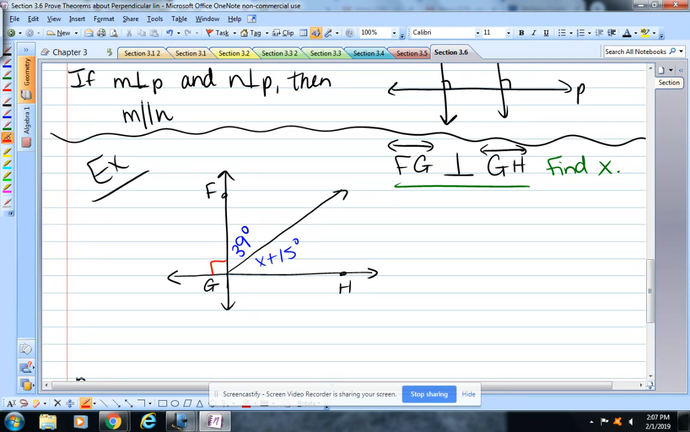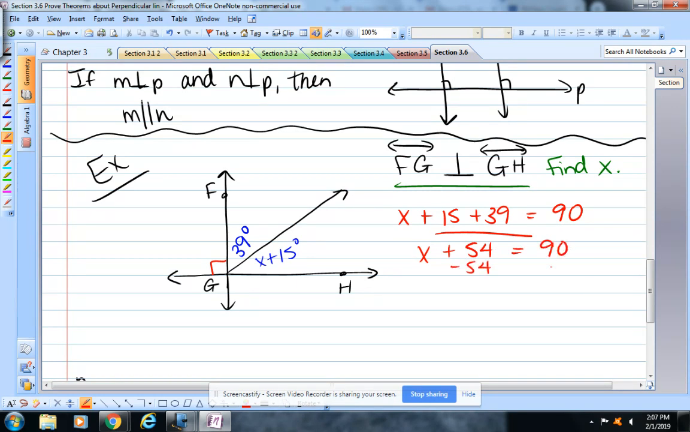Add them up and set them equal to 90. So I'm just going to say X plus 15 plus 39 equals 90 degrees. And we can combine our like terms. What's 15 plus 39? So X plus 54 degrees equals 90 degrees. Subtract 54, and X equals 36 degrees.